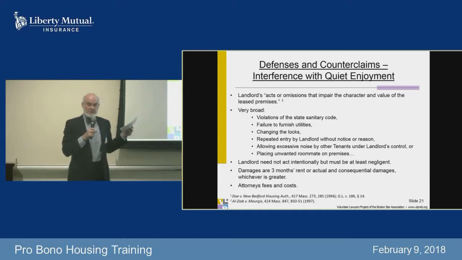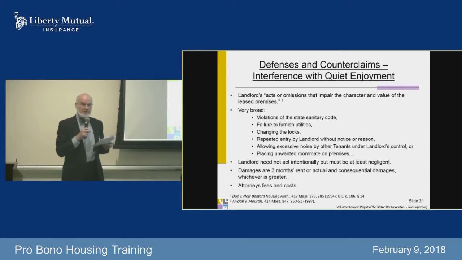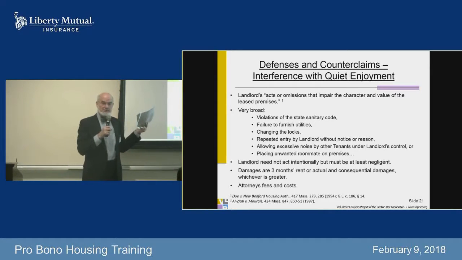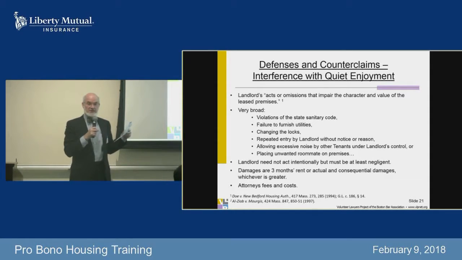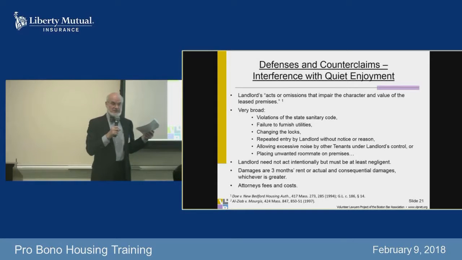What makes this statute a little bit different from breach of warranty is that it's a statutory claim. It provides for a minimum of 3 months' rent as damages, and it provides for attorney's fees. And it specifically provides that the rent and attorney's fees can be used as offsets to rent that the tenant owes.